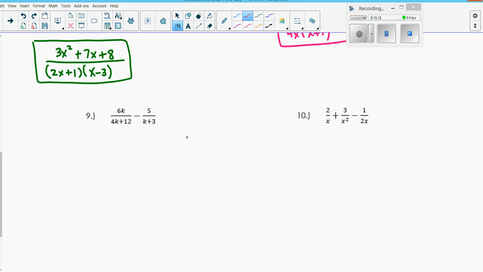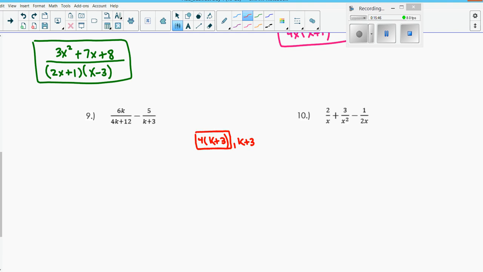In number 9, the first thing I want to do is notice that there's a GCF here. Whenever there's a GCF in the denominator, I want to make sure I factor it. So that denominator would be 4 times k plus 3, and my other denominator is k plus 3. Notice that both of these have a k plus 3 in common, which means that they already have that in common. Then the only thing that I could do to this one is multiply by 4, and I can make them both look like this.